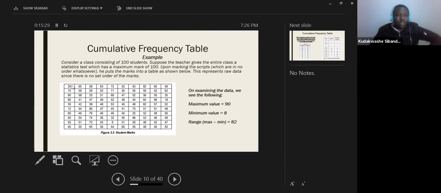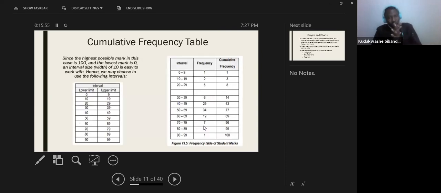So these are the marks, right? So these are 100 students. So you can see from the data, if you check, you come to find that the maximum mark was 90 and the minimum was 80. So there is what they call a range, right? We are subtracting the minimum value from the maximum value within the data that you have been given, right? So the range there is 82.